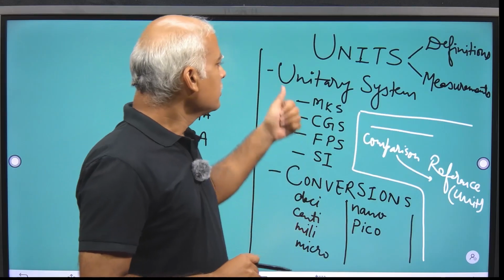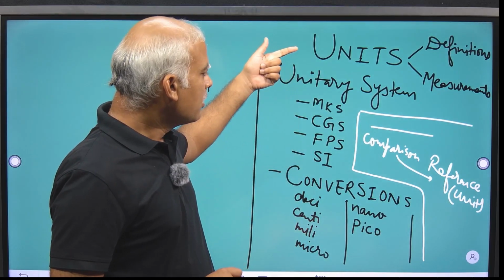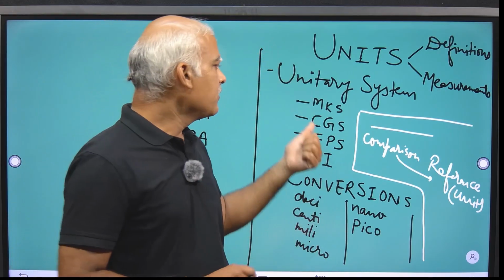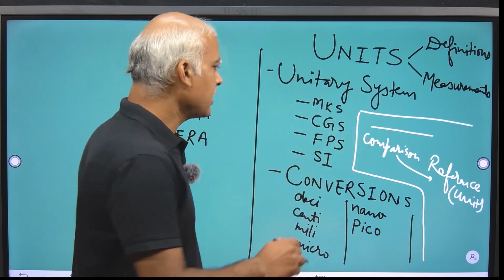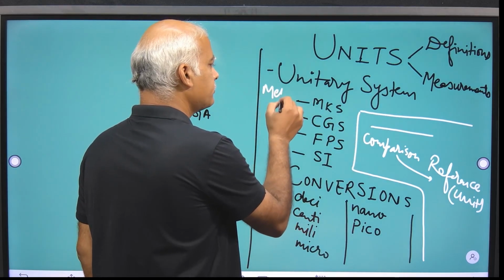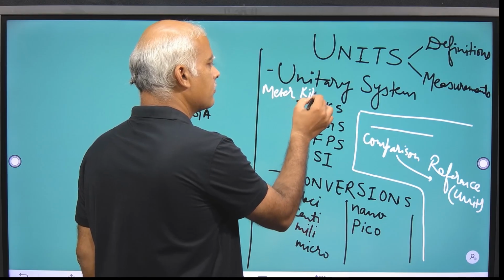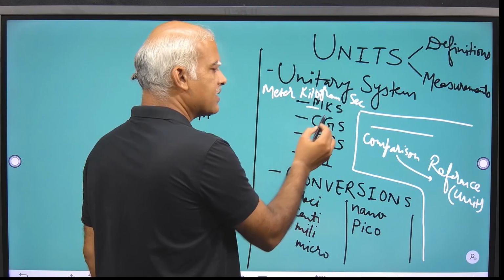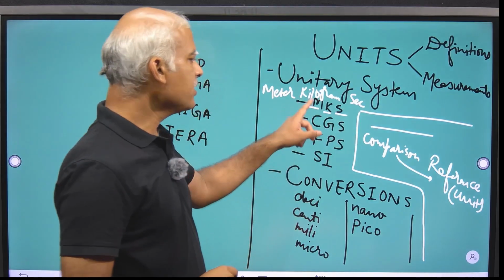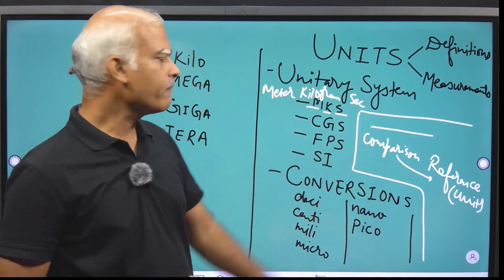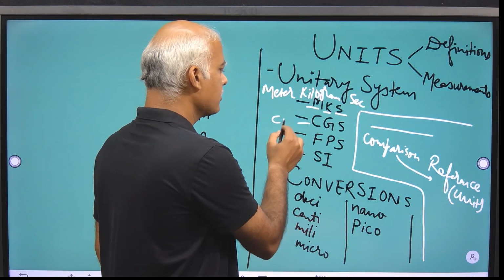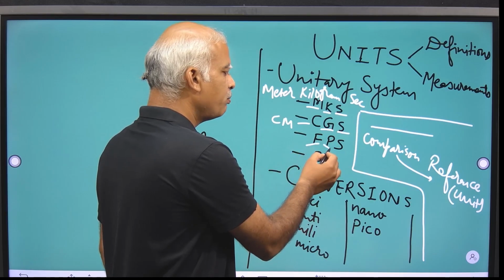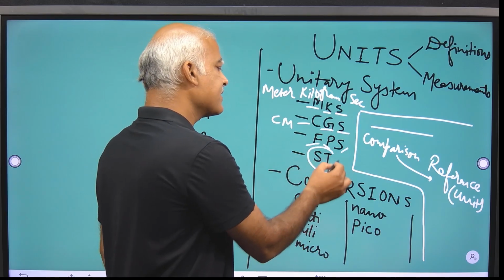Now coming to the unitary systems. Usually we have these 4 types of unitary system throughout the world. The first one is the MKS unitary system, that is meter, kilogram, second, for length, mass and time. So meter, kilogram, second is the MKS abbreviation. The second is centimeter, gram, second. Then third, foot, pound, second. And the fourth one is the system international.